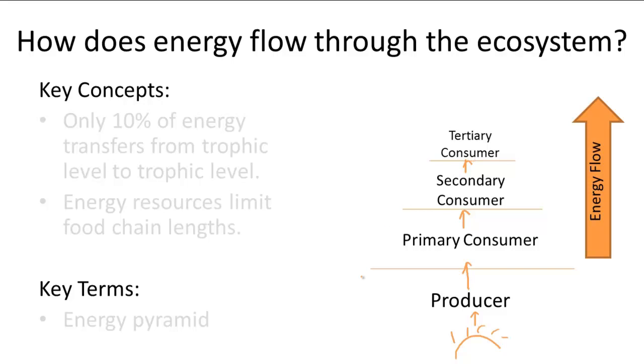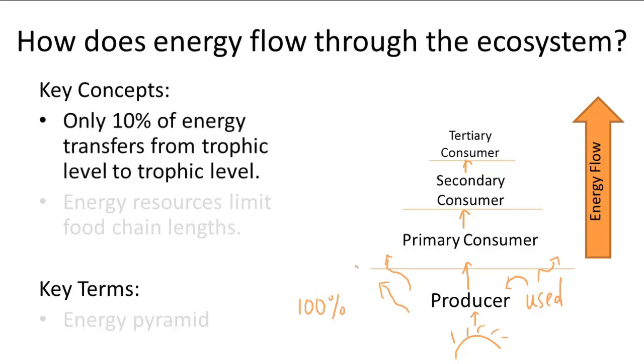It's important to know that when energy transfers from one trophic level to the next, not all 100% of the energy is transferred. In fact, most of it isn't transferred. Most of the energy is either used by the trophic level or is lost as heat. So what happens after all this energy is used or lost? Only 10% of the energy is left to transfer to the next trophic level.